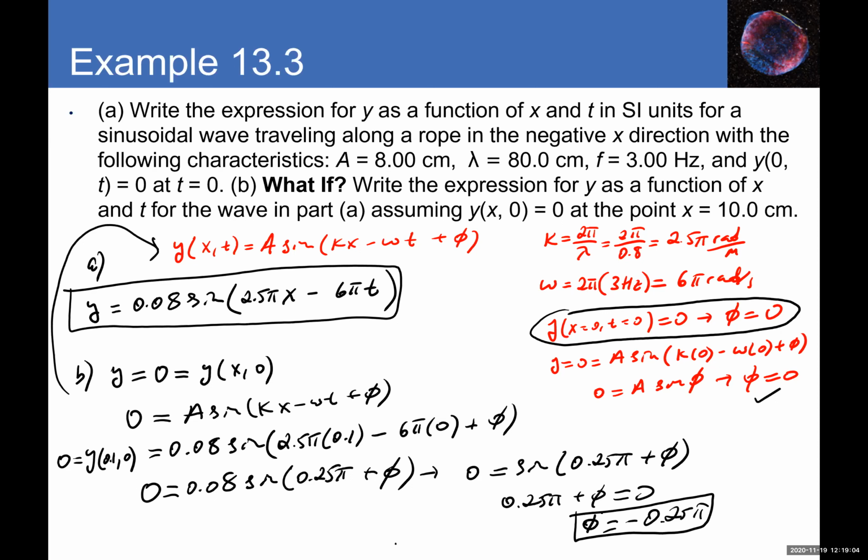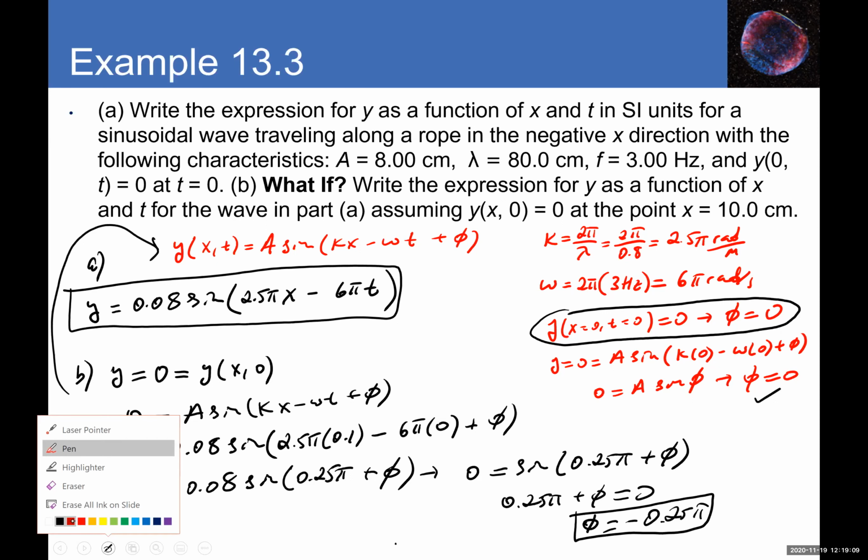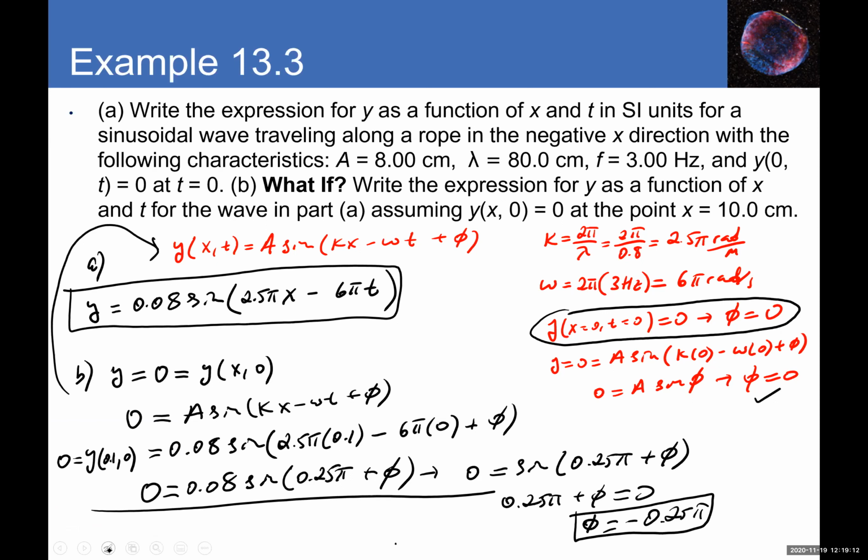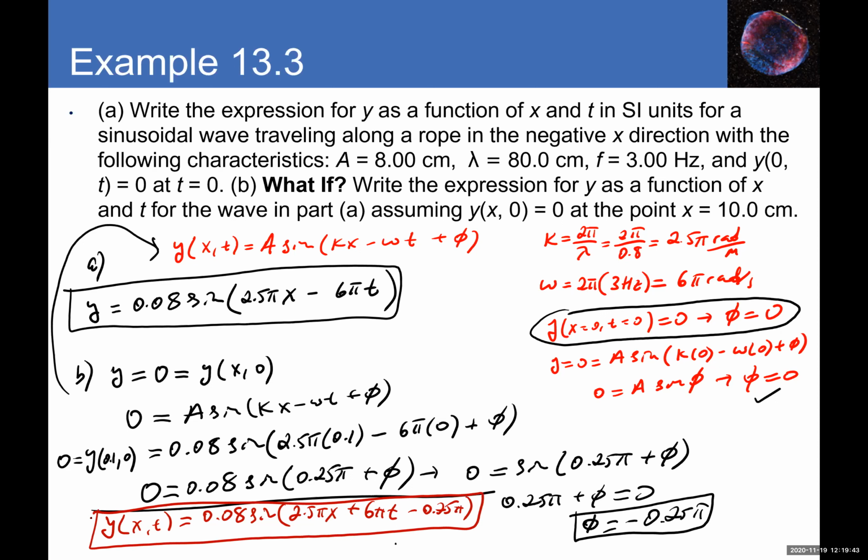And that means we can then come back to the general equation and write it in terms of this phi. So I can say that y of x comma t, just general, is 0.08 sine of 2.5 pi x plus 6 pi t, then minus 0.25 pi, which is the phi. And that's the answer for my last part, part B. All right.